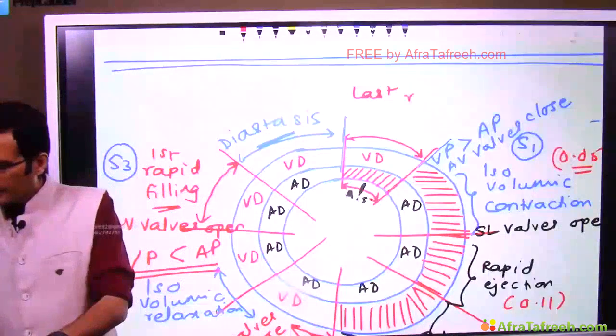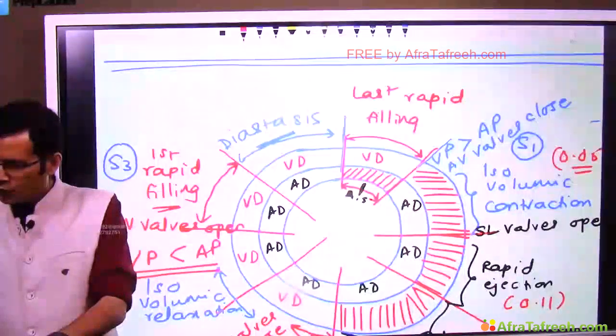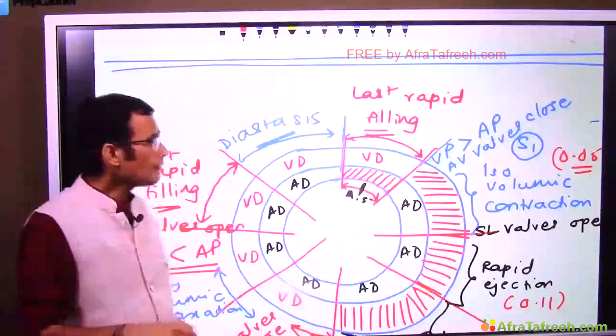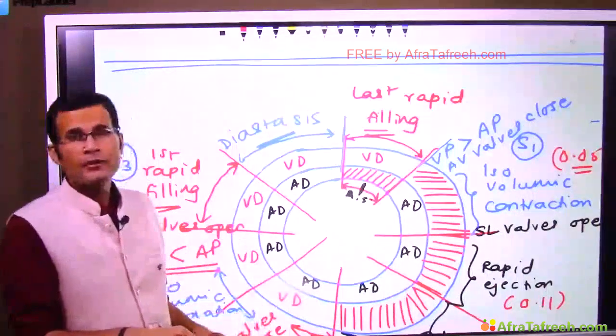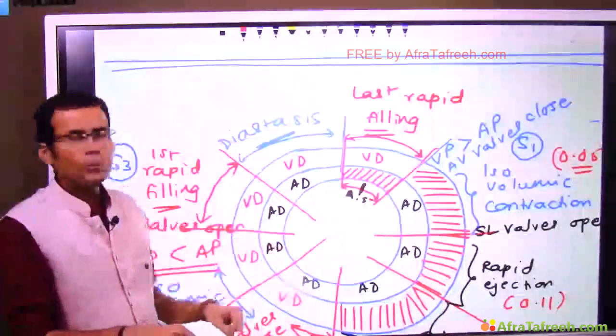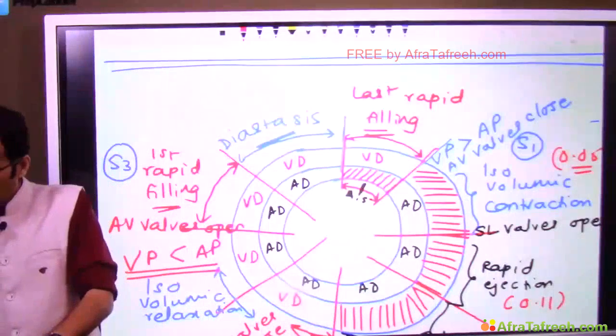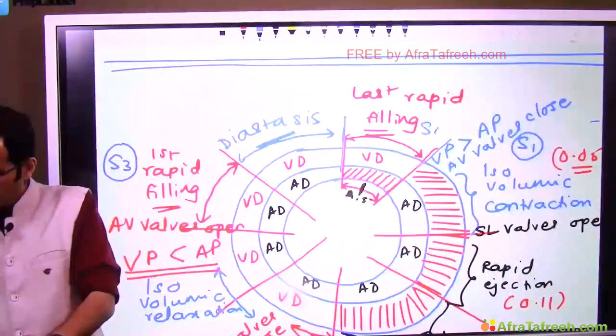Let's say last rapid filling. This is because of the atrial systole. And this rapid filling will produce another sound, that turbulence of blood flow will create one more sound, which is called S4, the fourth heart sound.